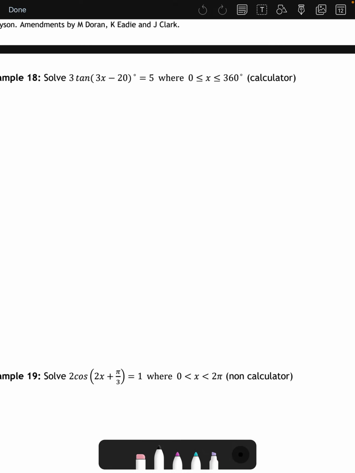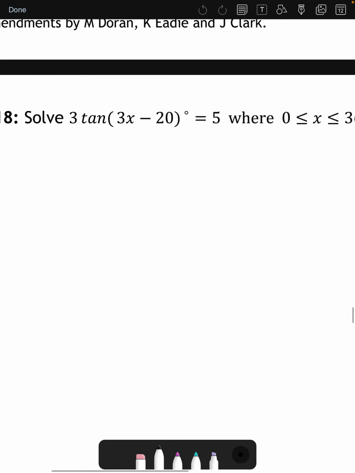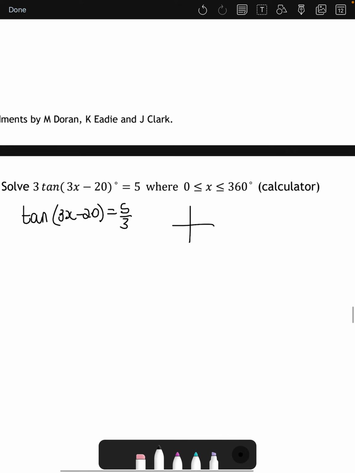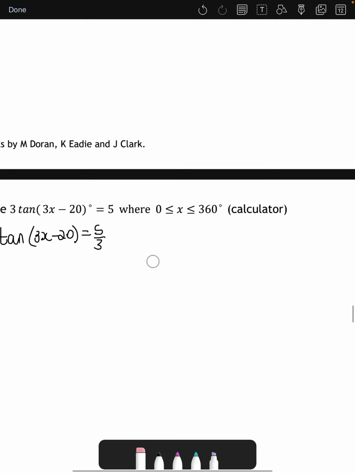Okay, so this one is calculator this time. We get more complicated with the 3x minus 20, but we're going to rearrange it first of all. So you can see it's not an exact value. So let's do our SATC. Oh, no, wait. Boundary first. Always your boundary first. Right, so what do we have?